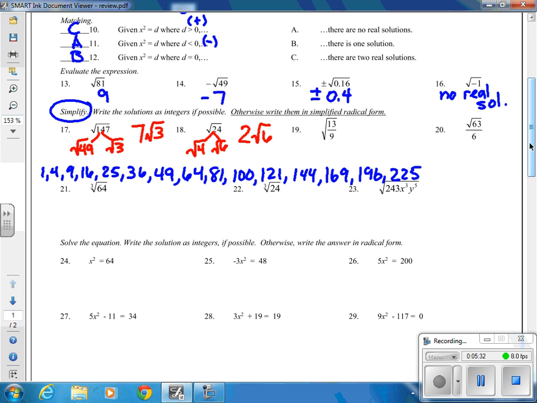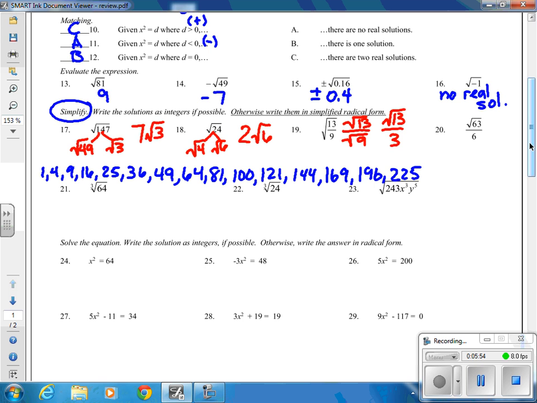Right, for number 19, you have a fraction. It cannot be reduced, so the next thing you need to do is split it apart. So this is the square root of 13 over the square root of 9, and then look for your perfect squares. The square root of 9 is a perfect square, and that makes the whole number 3. The square root of 13 does not have any perfect squares in it, so it stays radical 13. All right, there's nothing to reduce, so you're done.